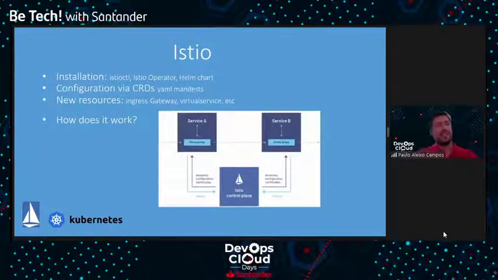So, about installation, Istio can be installed either via the istioctl binary, or with an Istio operator, or with an Istio Helm chart. There are detailed instructions for each option in the project homepage. Configuration. Istio is configurable via YAML manifests, much like everything in Kubernetes. It introduces some new Istio CRDs, custom resource definitions, to enable advanced features, such as ingress gateway, virtual service, and others. And how does this all work?